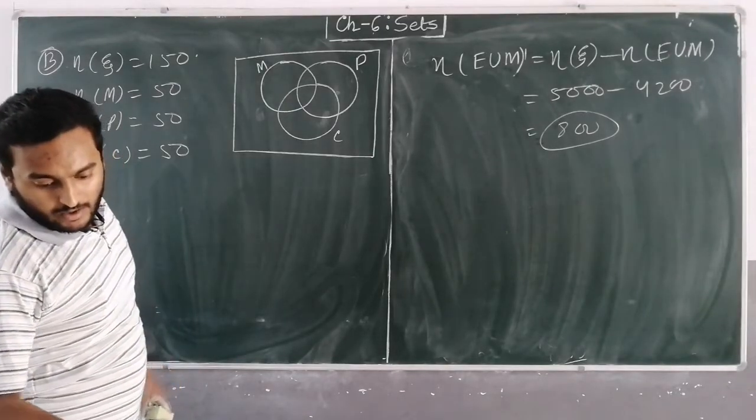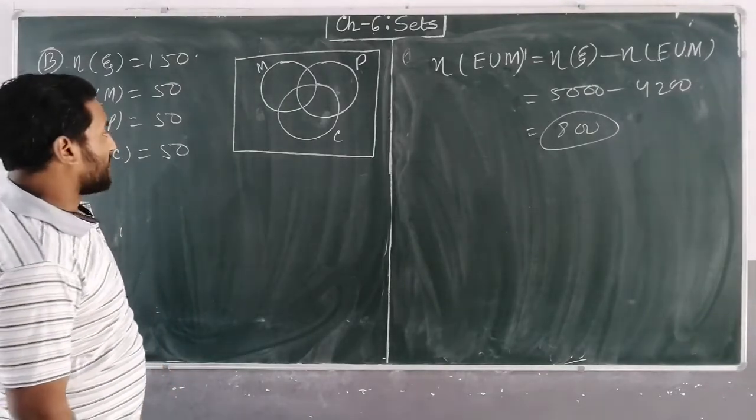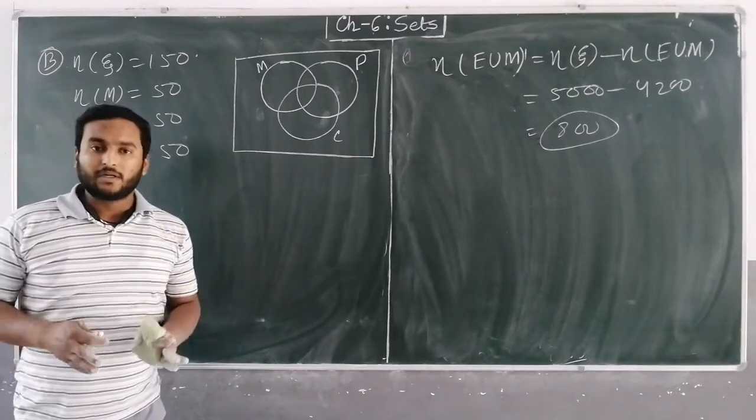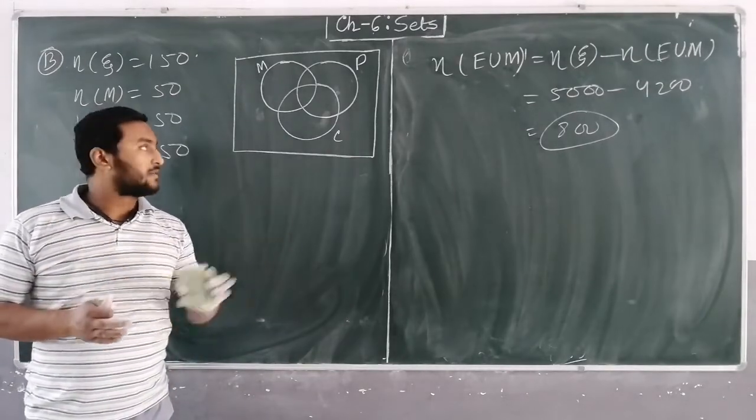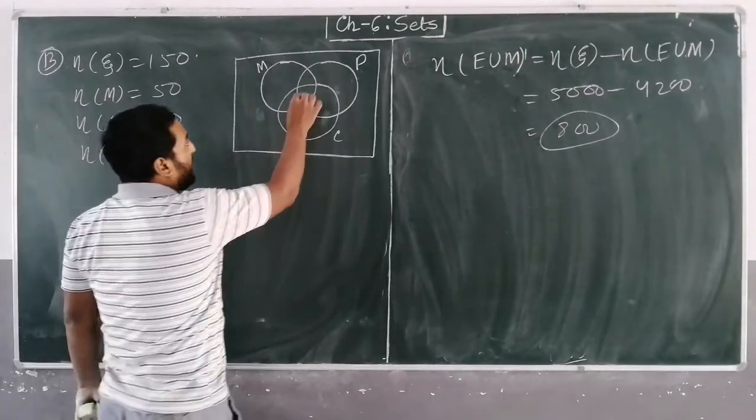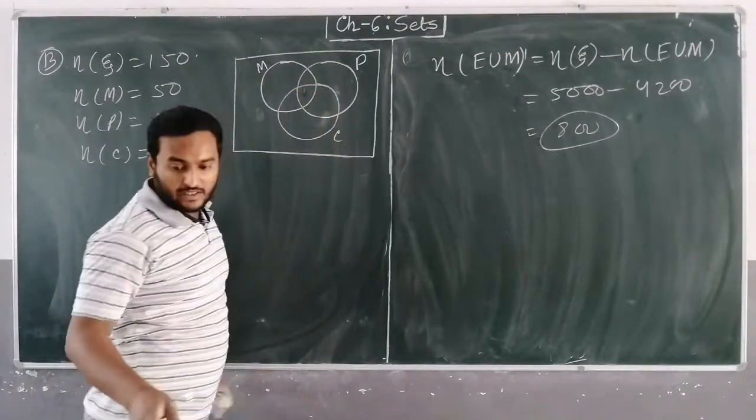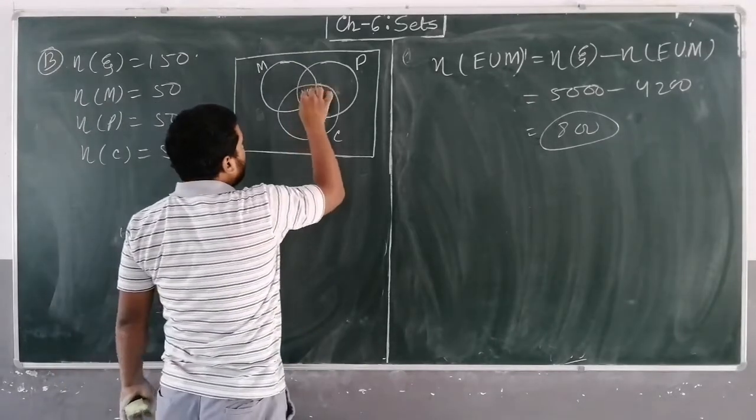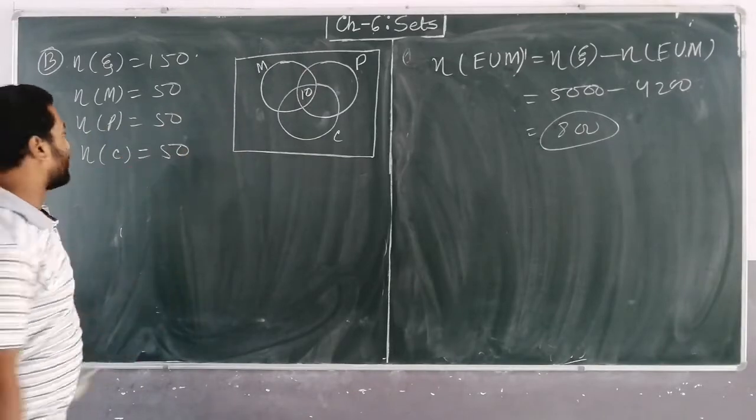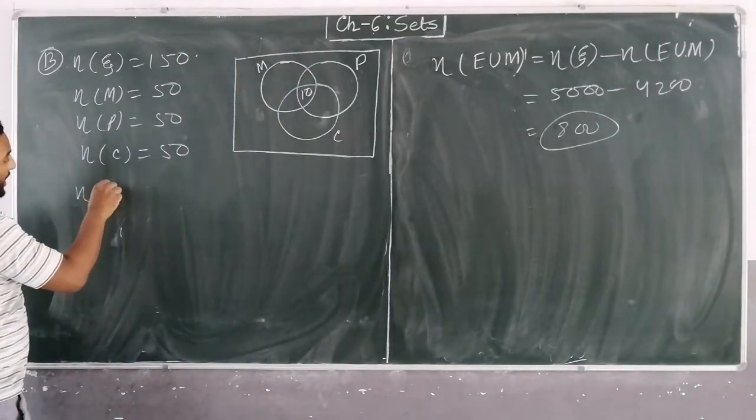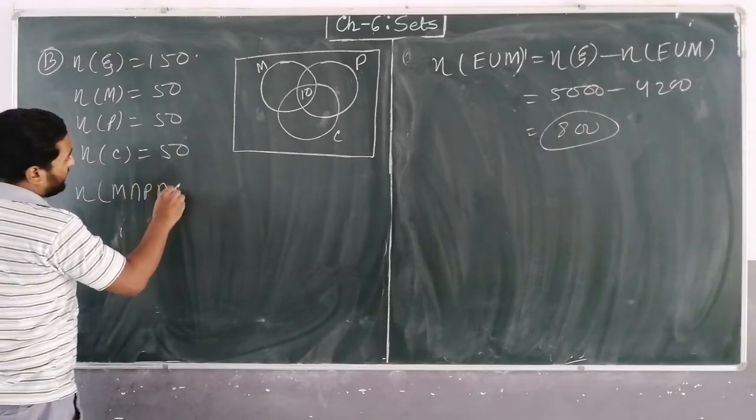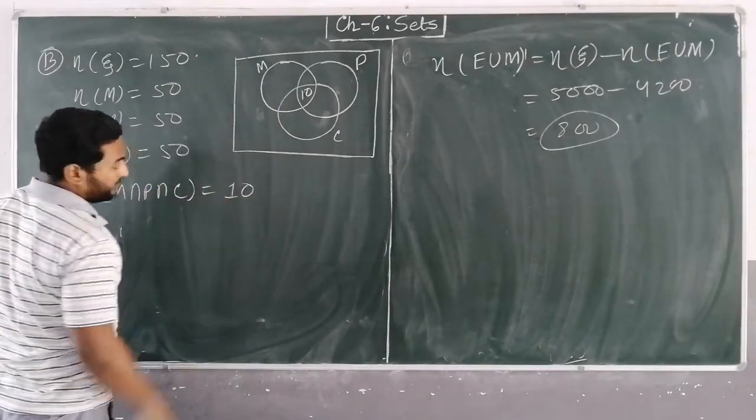Okay. 10 study all the 3 subjects. All the 3 subjects means the common part. The student is common. He or she is studying math, physics, chemistry. All these 3 subjects means this part. So how many students are there? 10 students. So 10 students are there who are studying math, physics, chemistry, all the 3 subjects. So it is cardinality of M intersection P intersection C, that is equal to 10.